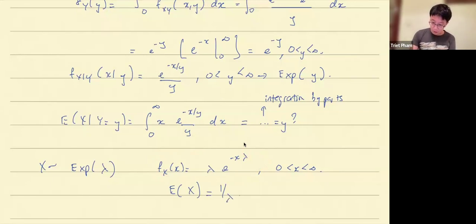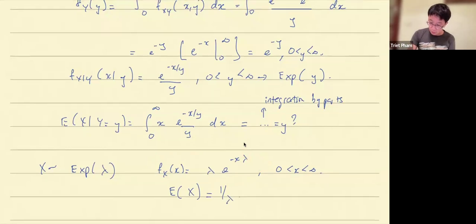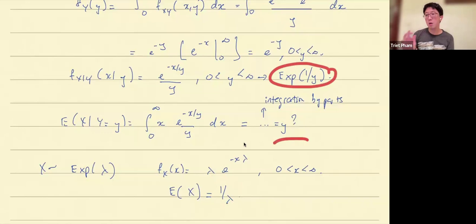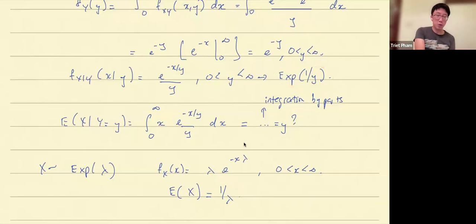Therefore, I should say this is exponential in line with the notation here. This is exponential 1 over y, right? And so we just use whatever the chart says. Exponential lambda, expectation is 1 over lambda. Therefore, exponential 1 over y, expectation is y. There's no need to do integration by parts. You just have to recognize that's the random variable.